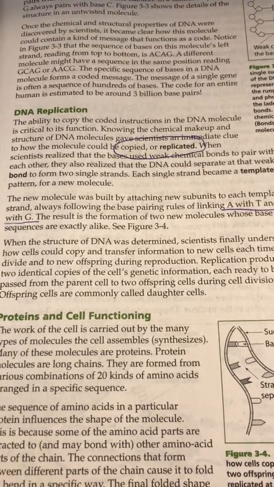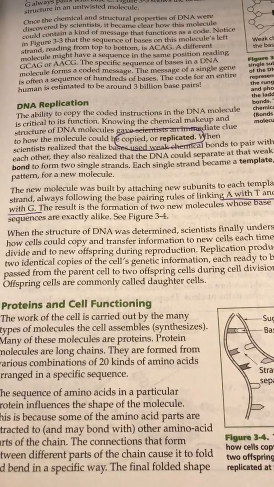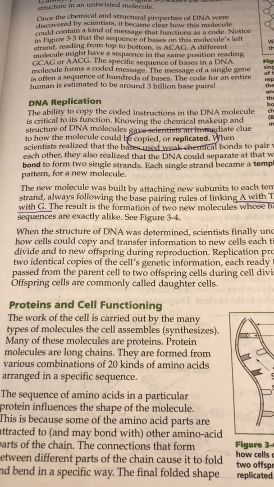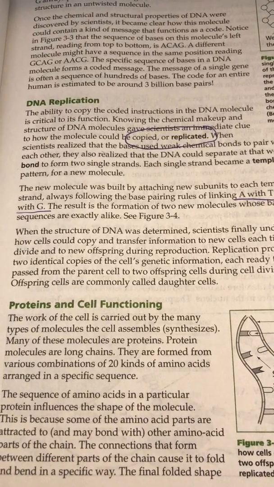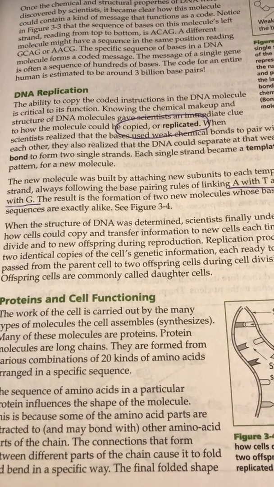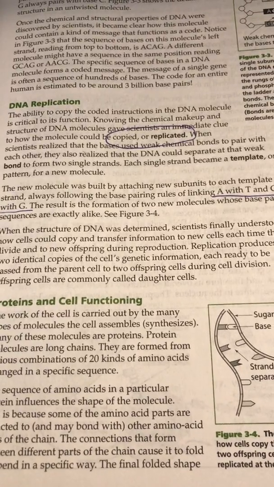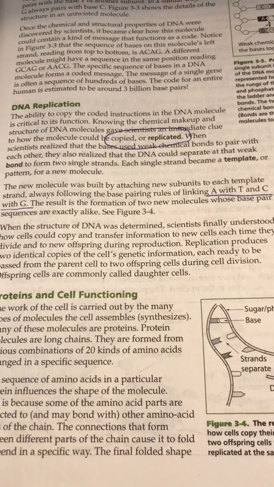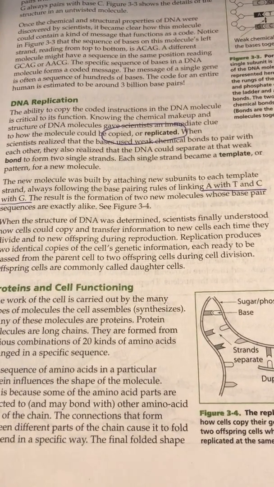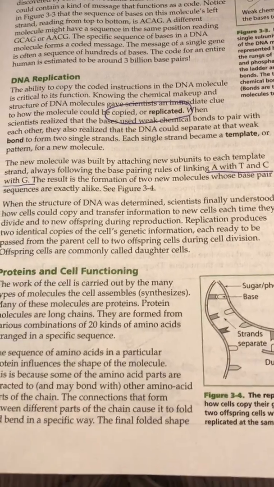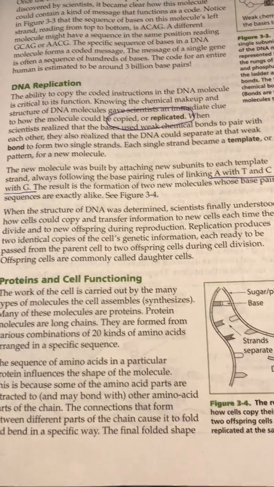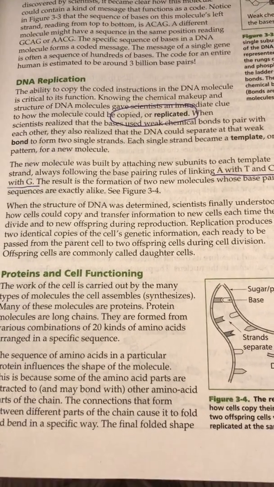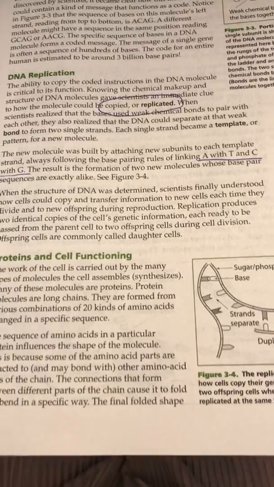DNA replication. The ability to copy the coded instructions in the DNA molecule is critical to its function. Knowing the chemical makeup and structure of DNA molecules gave scientists an immediate clue to how the molecule could be copied, or replicated. When scientists realized that the bases used weak chemical bonds to pair with each other, they also realized that the DNA could separate at that weak bond to form 2 single strands. Each single strand became a template, or pattern, for a new molecule. The new molecule was built by attaching new subunits to each template strand, always following the base pairing rule of linking A with T and C with G.